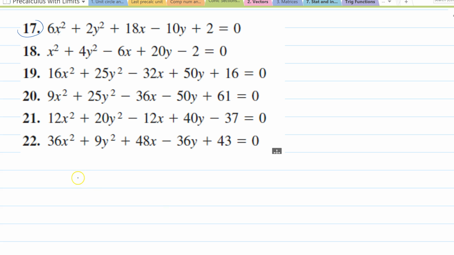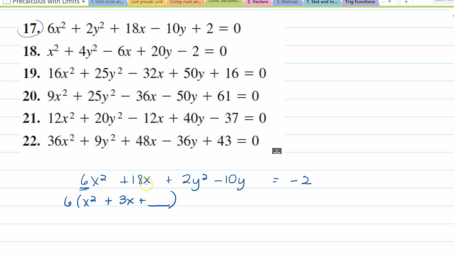The first thing you do is write them and group the x's together and the y's together. So I'll put 6x² plus 18x plus 2y² minus 10y, and I'm going to move the constant to the other side because I'm going to be completing the square. Now, most students are going to look for the greatest common factor. Don't do that. I need you to pull out whatever is the coefficient with the x squared. So 6 comes out, and that leaves me x² plus, take the 6 out of the 18 as well, 3x plus blank.